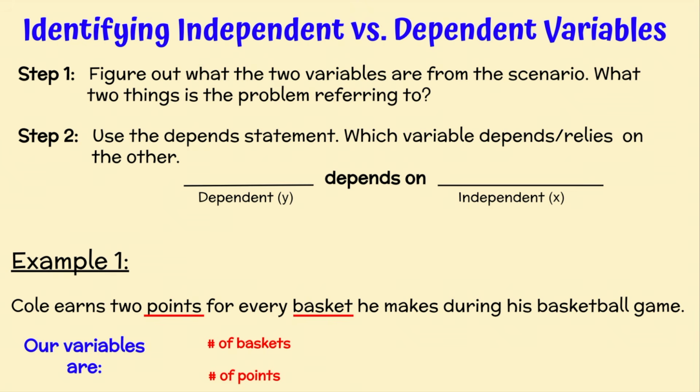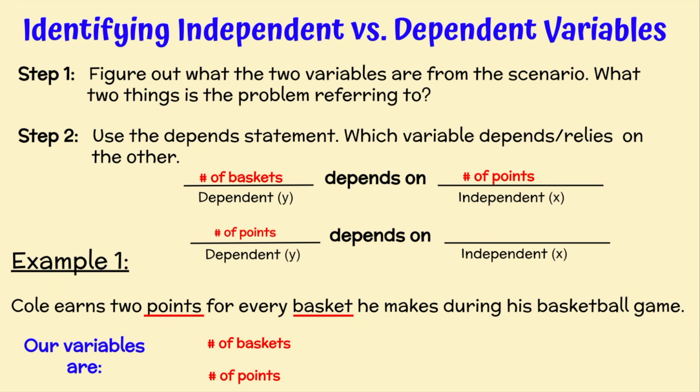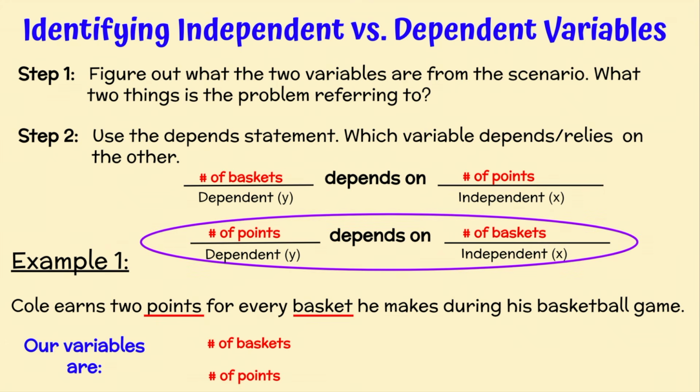Let's see which ones fit into our depends statement. Do the number of baskets depend on the number of points? Or do the number of points depend on the number of baskets scored? Right, the number of points depends on the number of baskets scored. This means that the number of points is our dependent variable and the number of baskets is our independent variable. This means on the bottom there that x equals the number of baskets and y is the number of points. Let's take a look at another example.